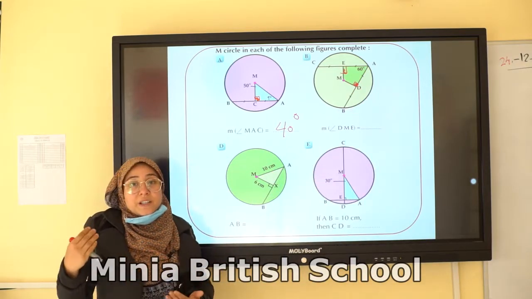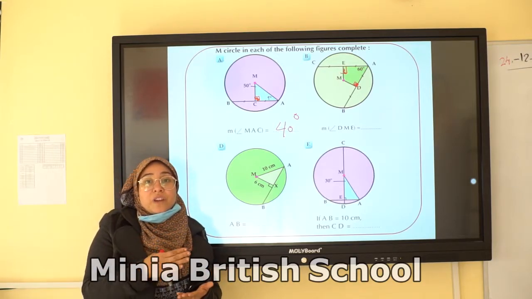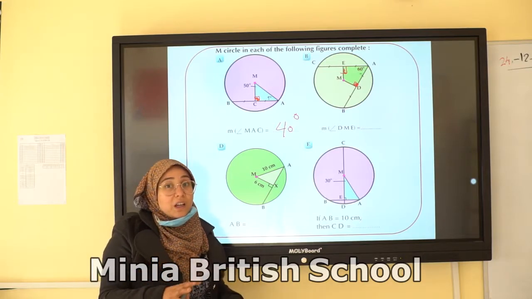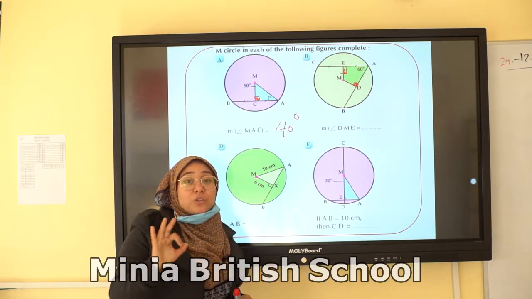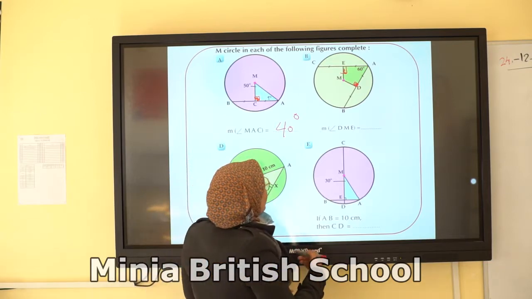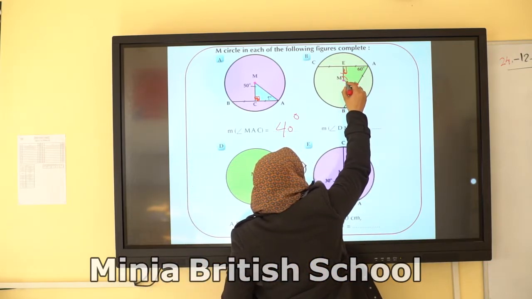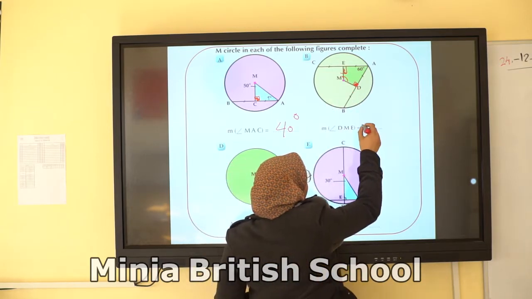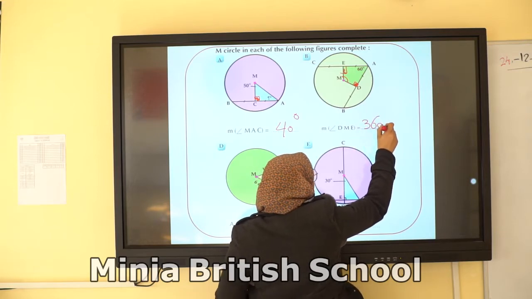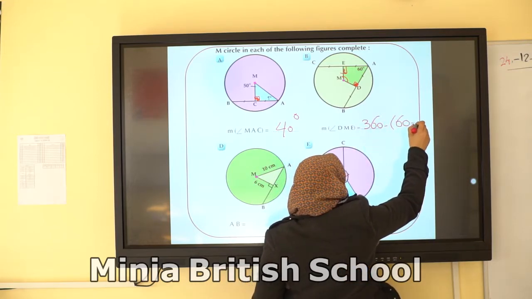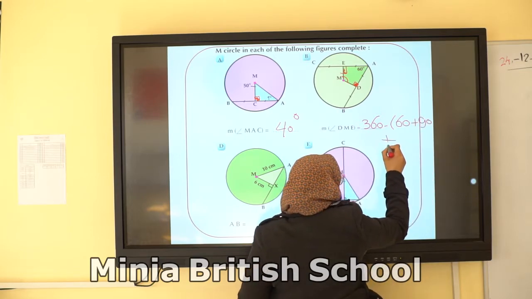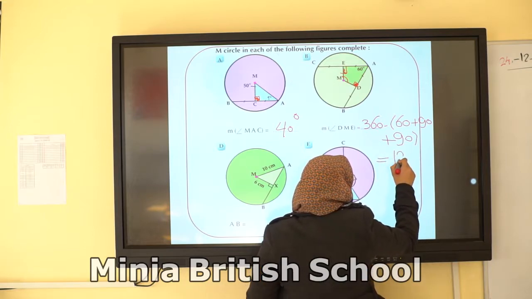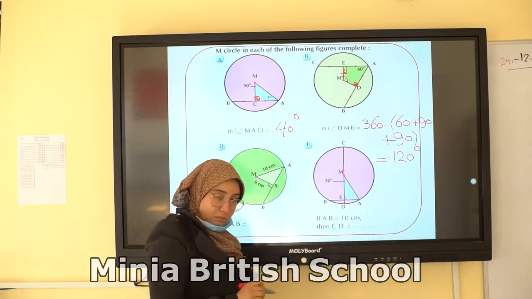And we know from grade 7 the sum of the interior angles of a quadrilateral equals 360. Here I have the measures of 3 angles, so I can find the measure of the fourth angle, angle EMD. Therefore, the measure of angle DME equals 360 minus (60 plus 90 plus 90) equals 120. Clear?